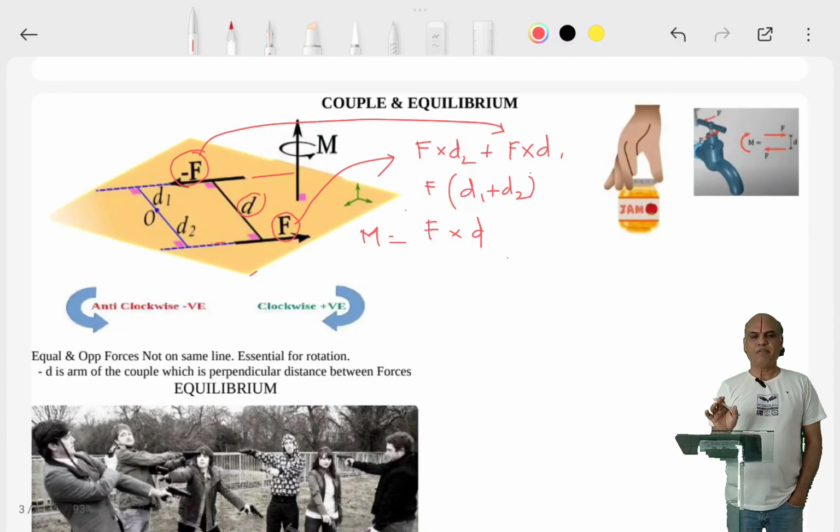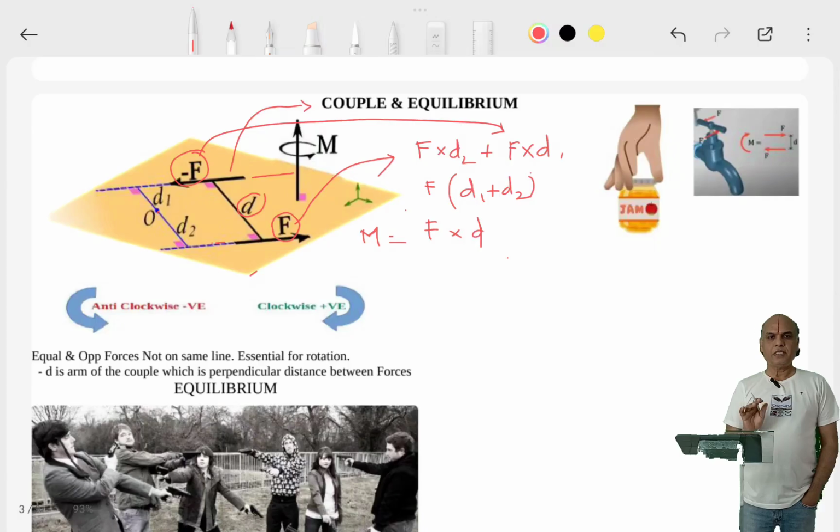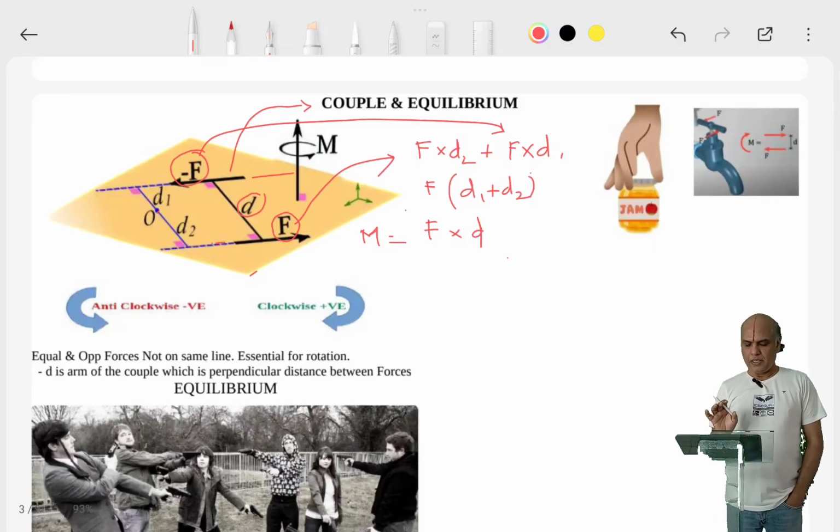Now how do you define a couple? This pair of forces constitutes something called a couple. So let us define what a couple is. A couple constitutes two equal and opposite forces not acting along the same line. Such two equal and opposite forces not acting along the same line constitute what we call a couple.